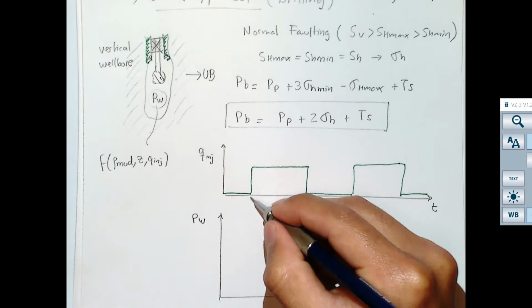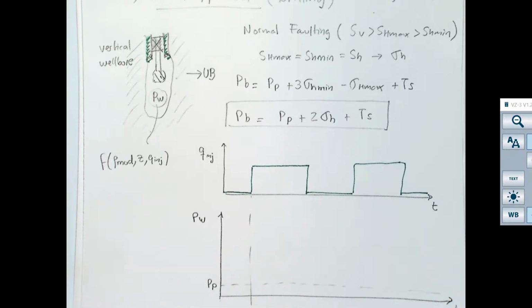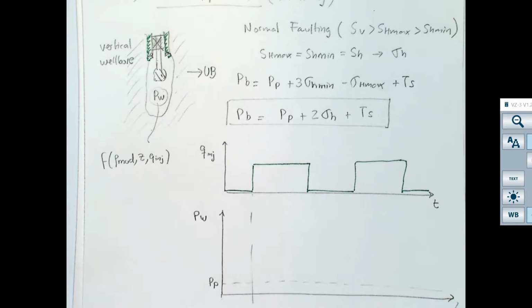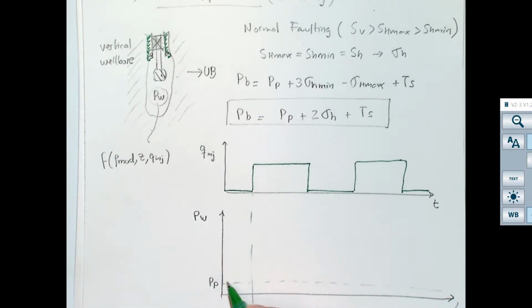So let's say that before we inject, our pressure is, well, let me start by putting some very important values in here. First, we're going to have the pore pressure. And I'm going to set the density of the mud so that the pressure at the beginning is barely above the pore pressure.